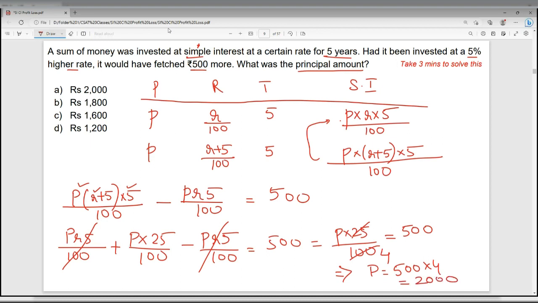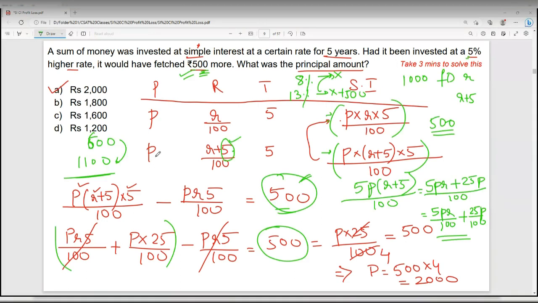The principal amount is 2000. The correct option is option A. I hope it is clear. Any doubts here? Otherwise we'll move to the next question.